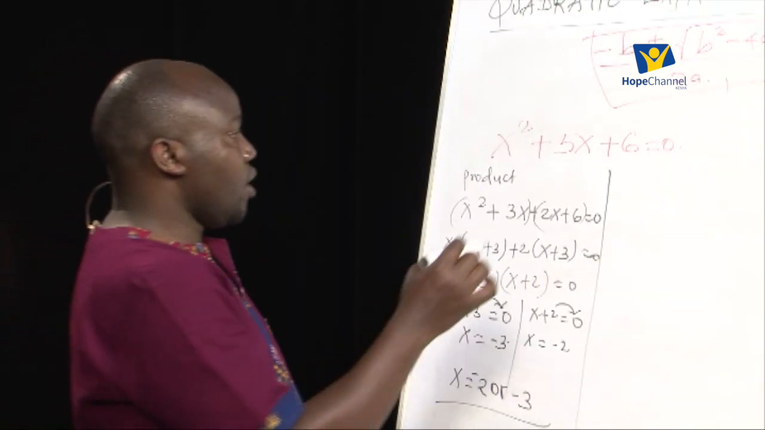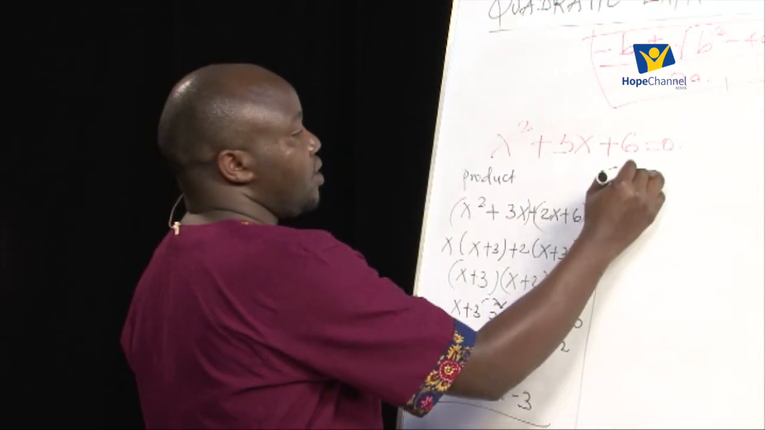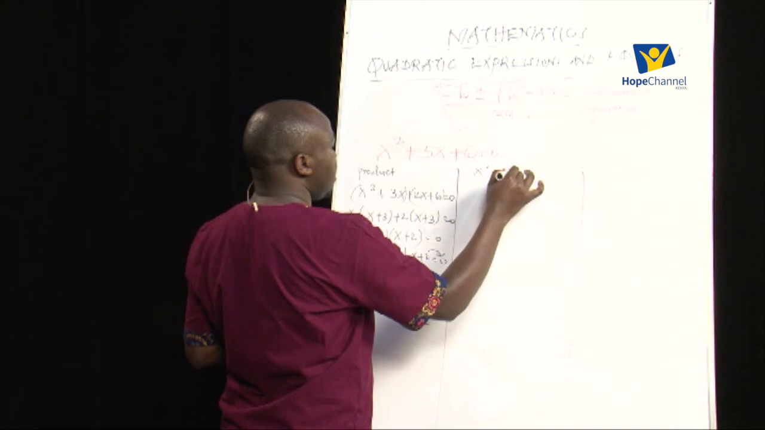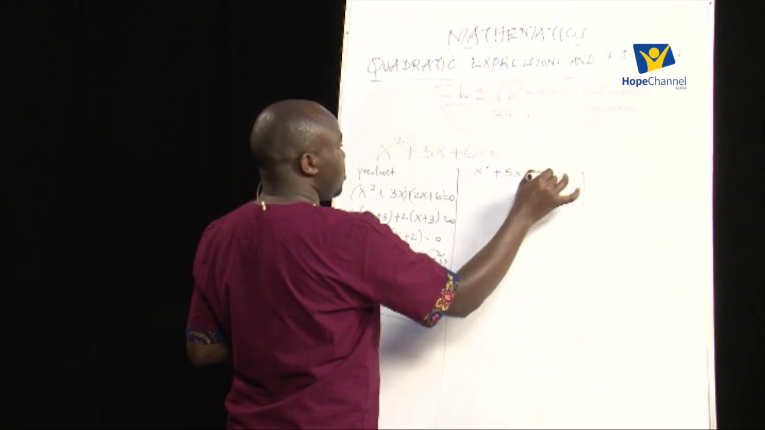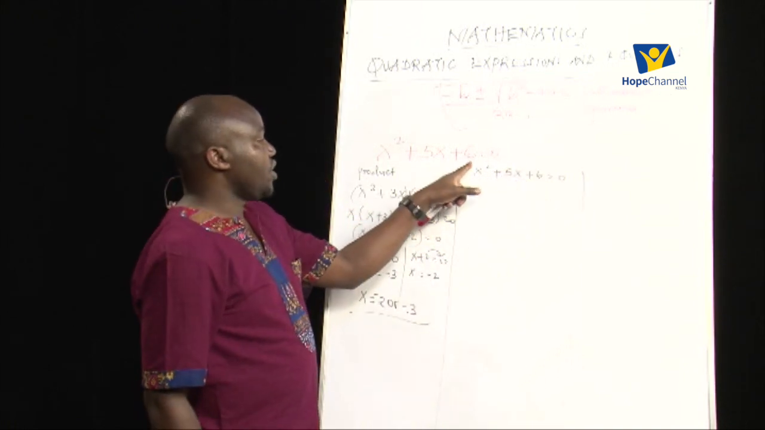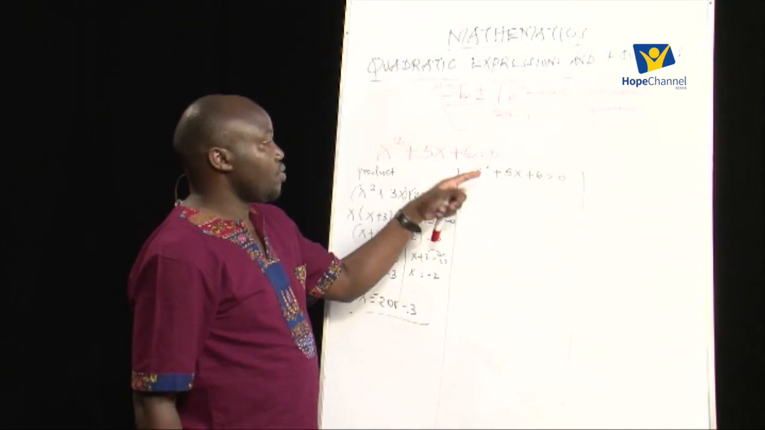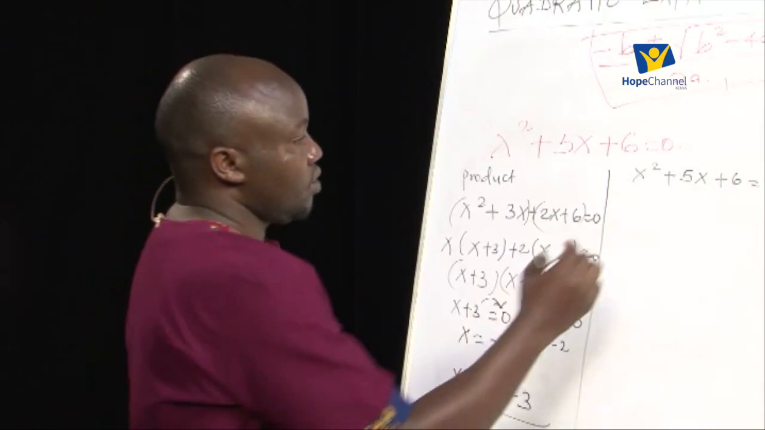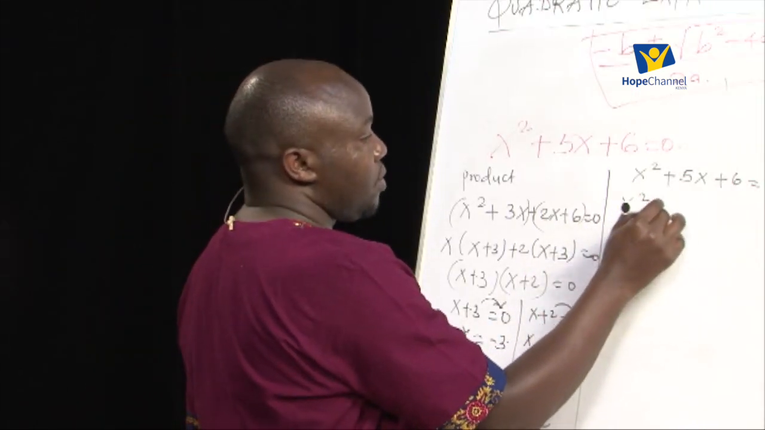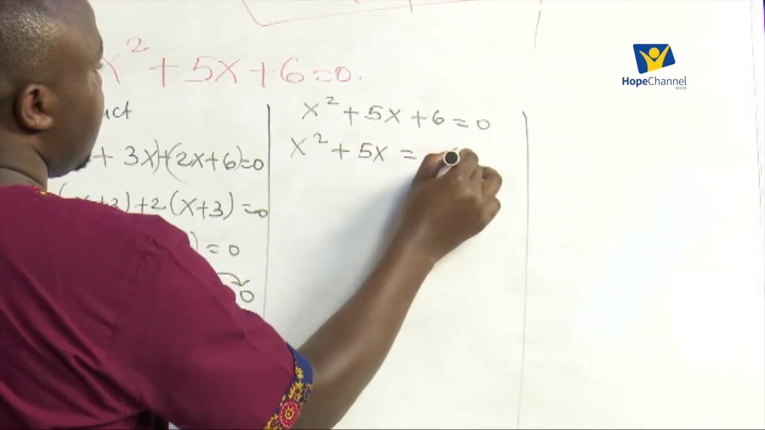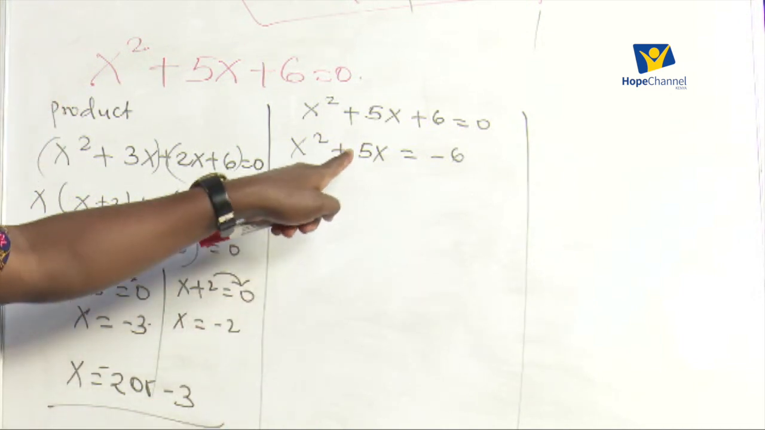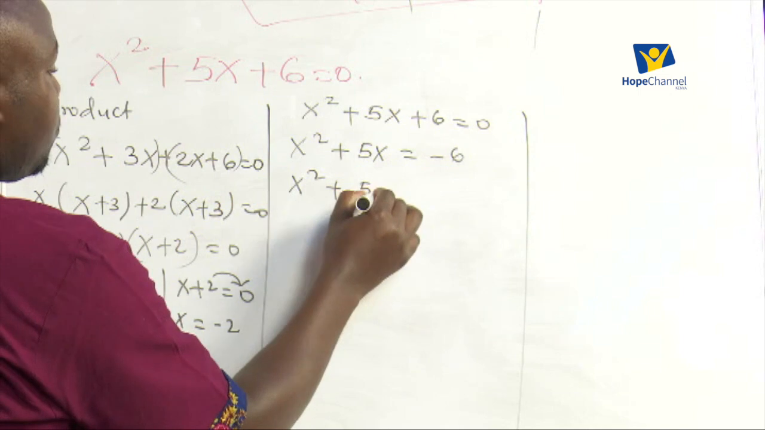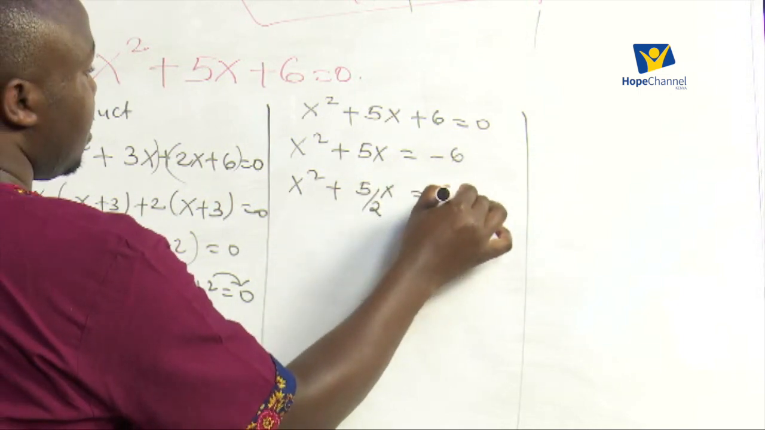Okay, now using the completing square method, the same equation, x squared plus 5x plus 6 is equal to 0. The first rule: ensure the coefficient of x squared is 1. It's already 1, so we move to the second rule. Take the constant c to the other side of the equal sign. So I'm going to have x squared plus 5x is equal to negative 6. Half the coefficient of b: x squared plus 5 over 2 x is equal to negative 6.